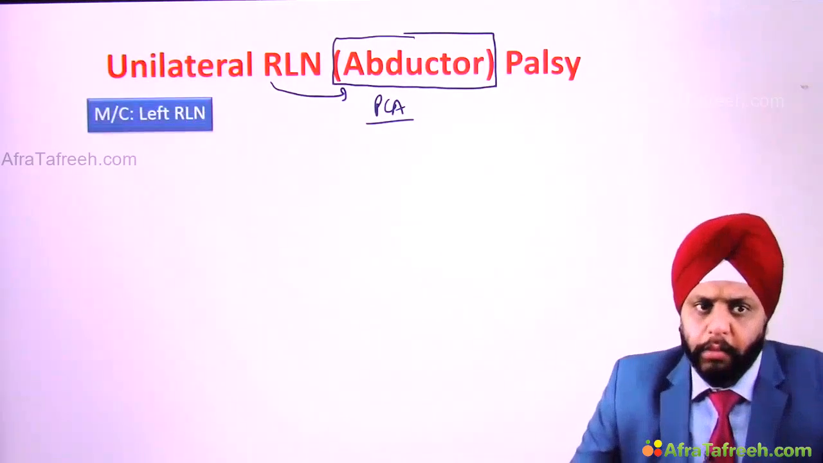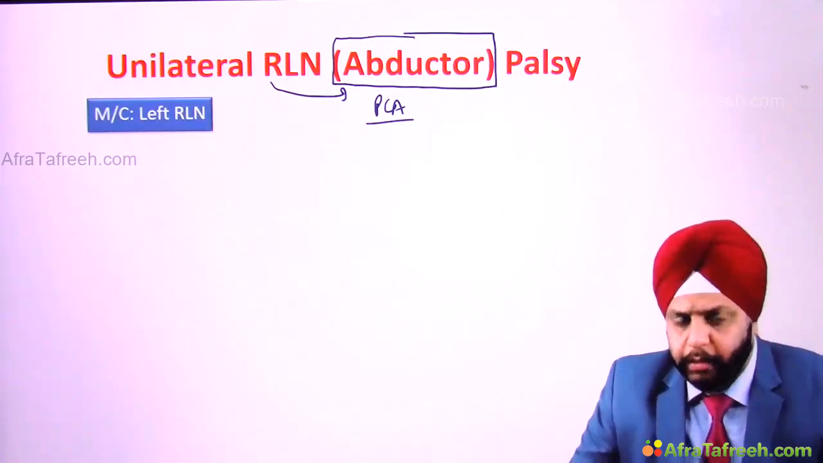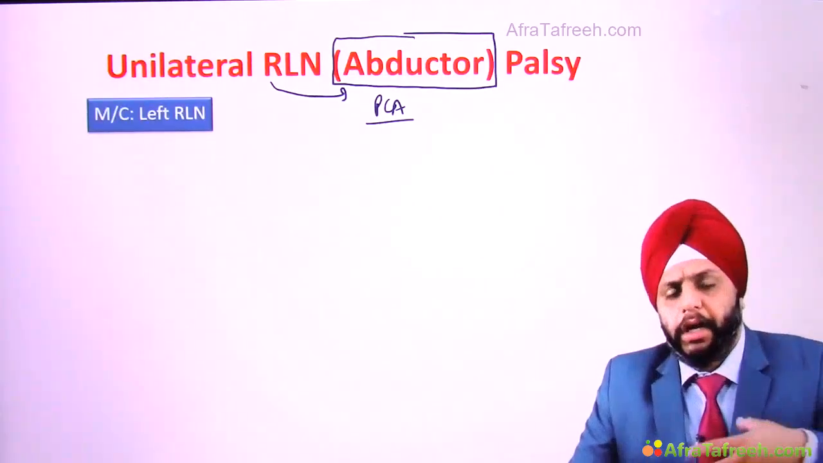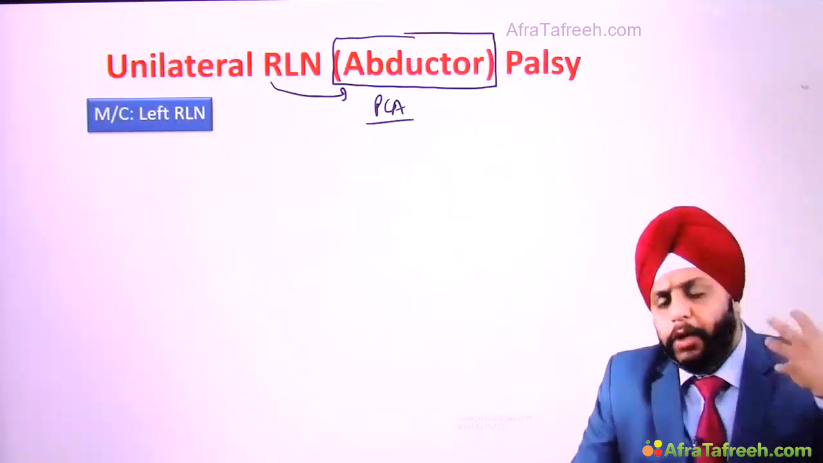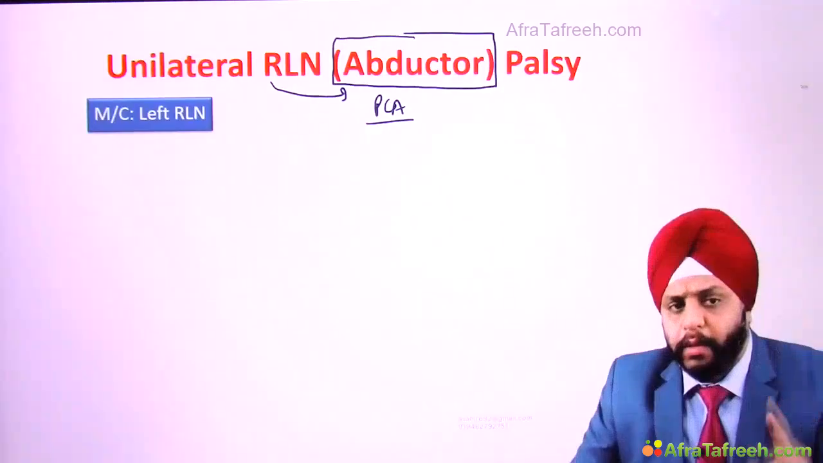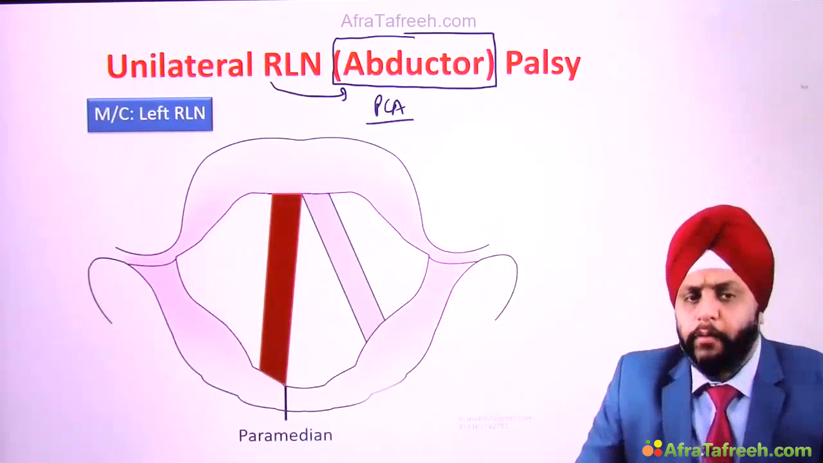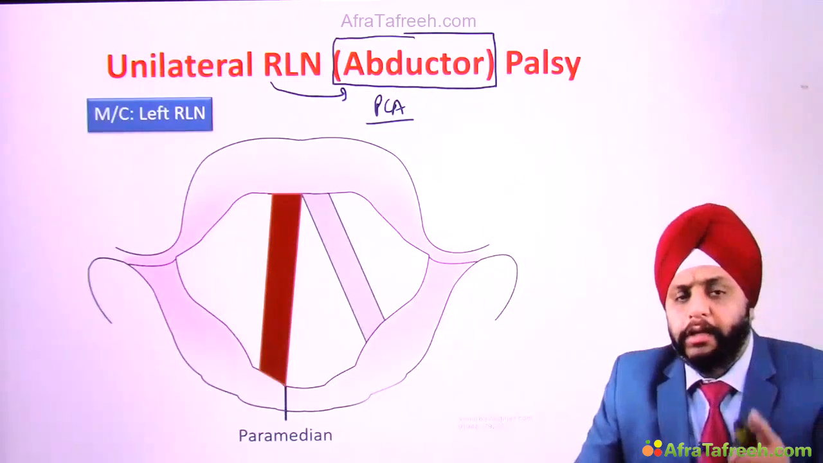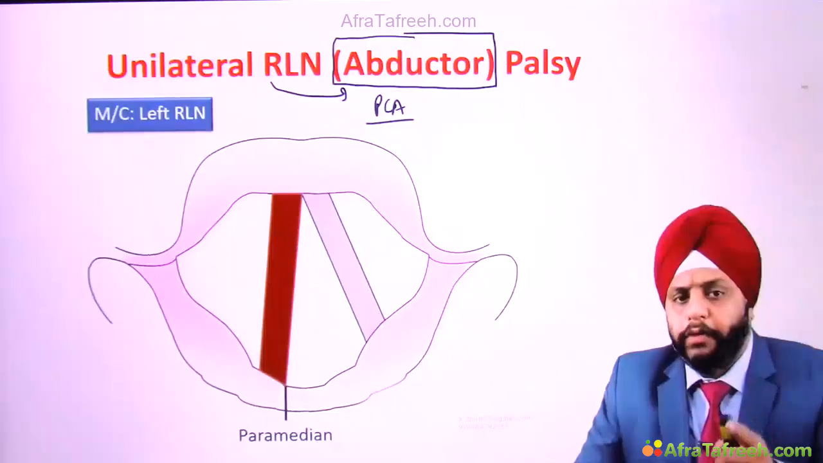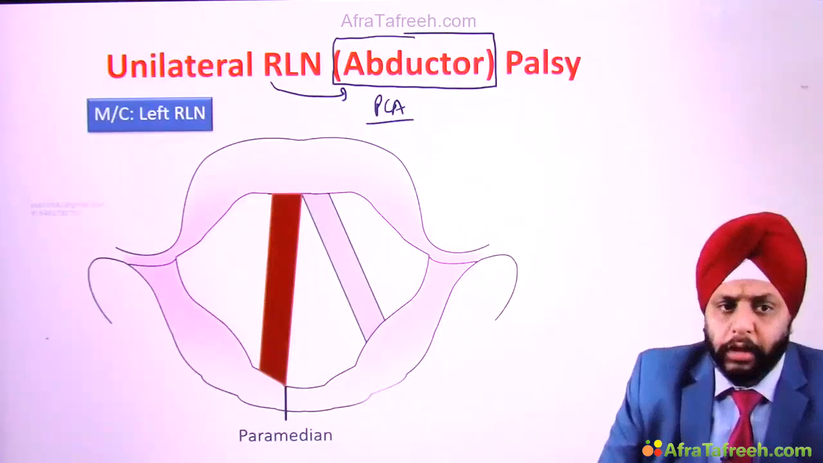Most commonly we see left recurrent laryngeal nerve palsy. Overall, left is more common. In cardiothoracic surgery, again, left is more common. But if somebody talks about the neck, like thyroid surgery, then right is more common. Next, where will the vocal fold lie? The vocal fold lies in the paramedian position. Why the paramedian position? Because of unopposed adduction.